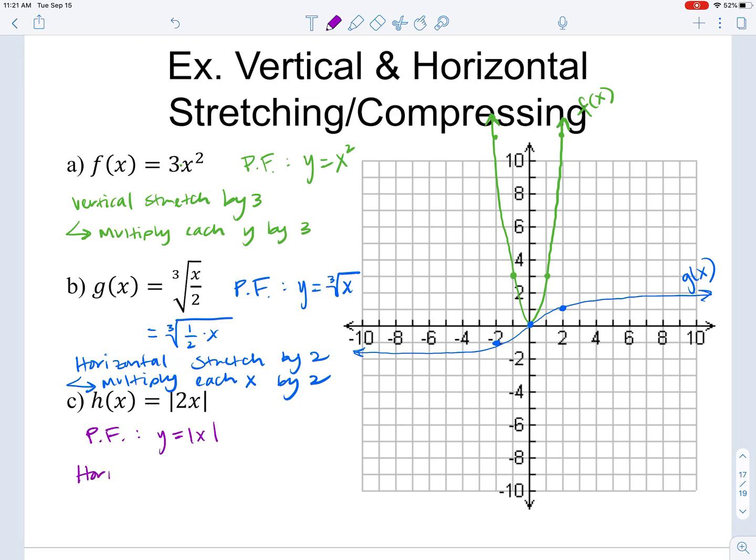That means that this is a horizontal compression or shrink. You can use either term by 1/2. And that's because we multiply each x of the parent function by 1/2.